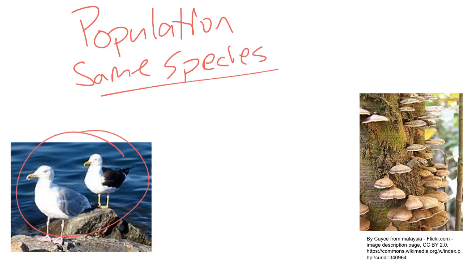So you have these seagulls right here, and you have these fungi living on the side of a tree. But as long as it's the same species living in a certain area, that is a population. So it could be the population of Glenwood, Minnesota. Well, how many people are living in Glenwood, Minnesota? We're not talking about how many people, dogs, and cats live in Glenwood. We're just talking about the people that live there. Or if we talk about a population of wolves in a certain forest, that's what we're talking about. So the big thing here is it's got to be the same species living in a certain area.